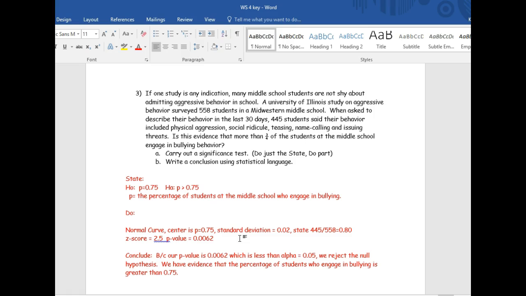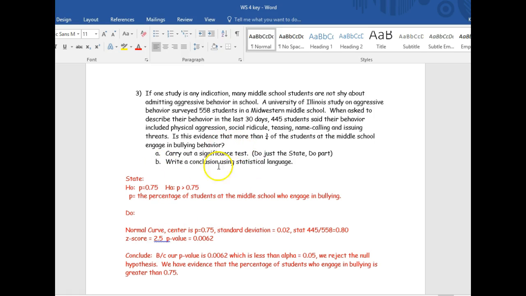Now in the do part, I just put all of the answers. You do need to show your work. You need to state that it's a normal curve, where the center is your null hypothesis, your claim, the truth as it should be. Your standard deviation is 0.02. Again, you need to show your work. Your statistic is 445 divided by 558, which is 0.80, which is already above 0.75. And we get a z-score of 2.5. You go to your chart, you get your p-value, and then you need to subtract from 1 to get 0.0062. That's all of part A.